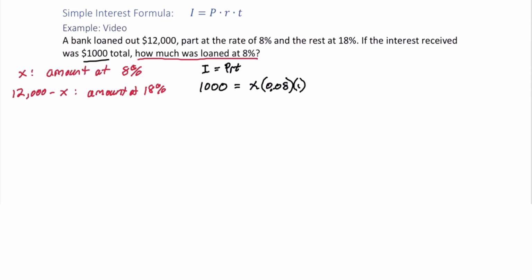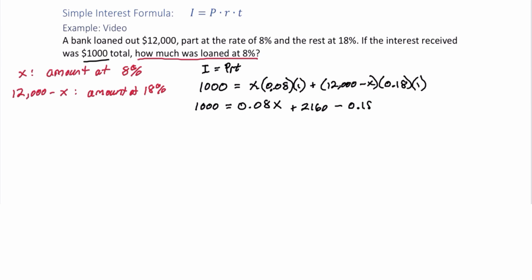And then we'll do another PRT for the other amount. Again, the other principal is 12,000 minus X, and its rate is 18% or 0.18, and its time, again, is 1 year. Now we can solve. 1,000 equals 0.08x. Distributing the 0.18 with 12,000, we get 2,160, then minus 0.18x.